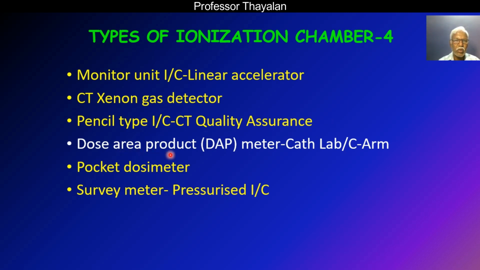The next one is dose area product meter, which is called DAP meter, used in cath lab and CM equipment like that. The other one is pocket dosimeter used for personal monitoring, and then survey meter made up of pressurized ion chambers.